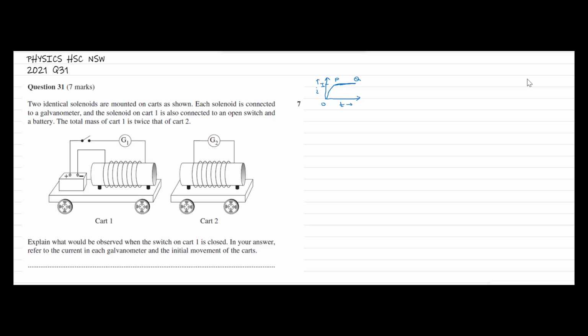So let's analyze the response for both the cards. I call them card 1 and card 2. And before we go into that, let's do some naming. This is our switch, and the two ends of the solenoid in card 1 are A and B respectively, and in card 2 are C and D respectively. Right now we are focusing only on the path O to P.